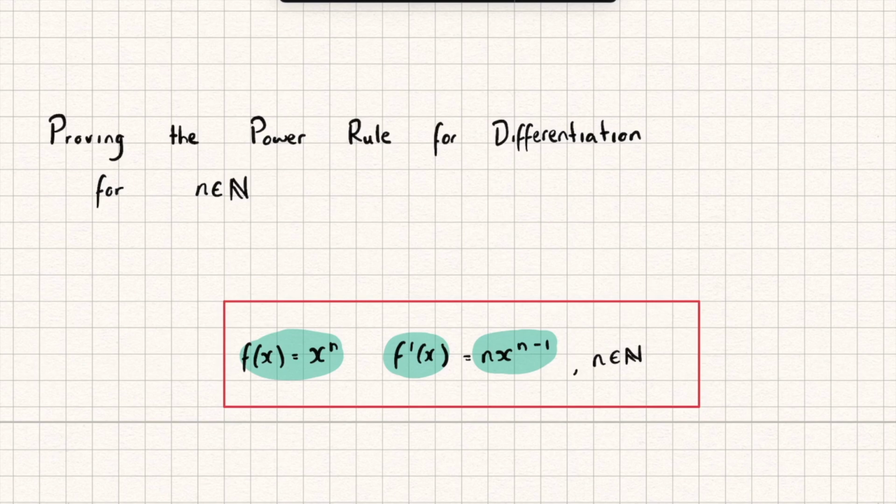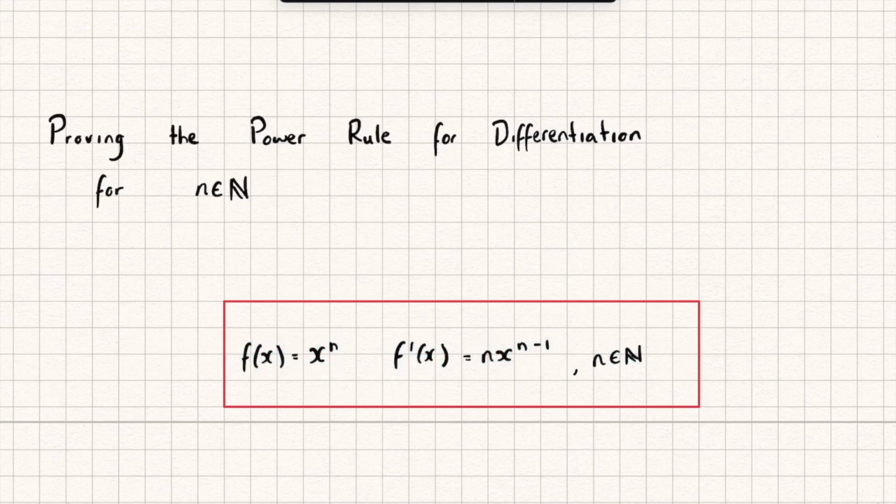Now for this video, we're just going to be proving it for n being a natural number, but once we look at something called implicit differentiation, we'll look at proving it for all values of n. Okay, so this video is just looking at where n is a natural number, and you'll see why that is as we go through the proof.